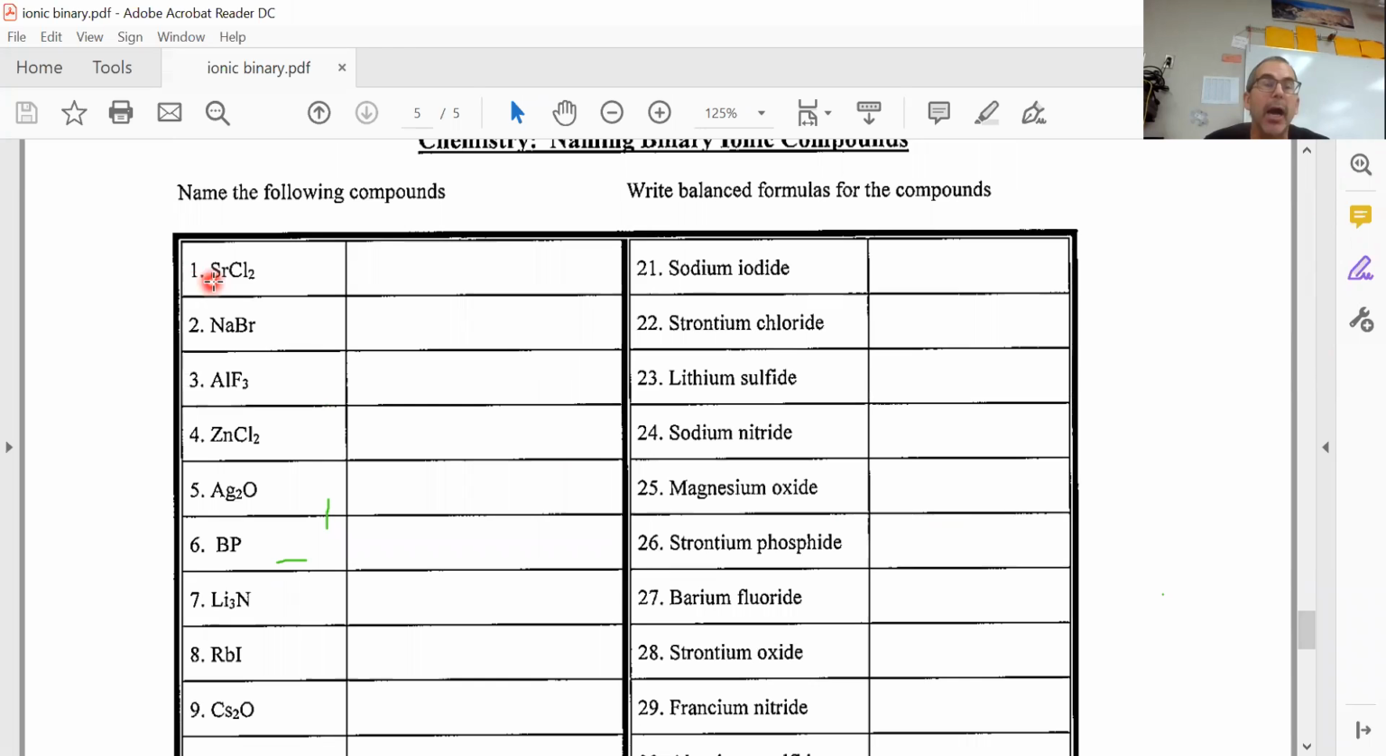I got SrCl2. Okay, so when I'm naming, I'm going to name the positive ion first, which we know is a metal, which stays the same. And you might have to look at your periodic table, look up Sr. If you do, you'll find it is strontium. So I'll try to write that quickly.